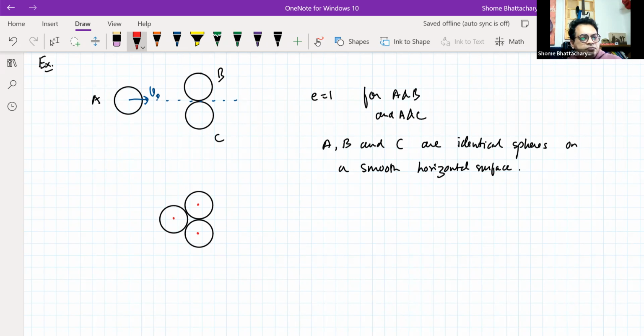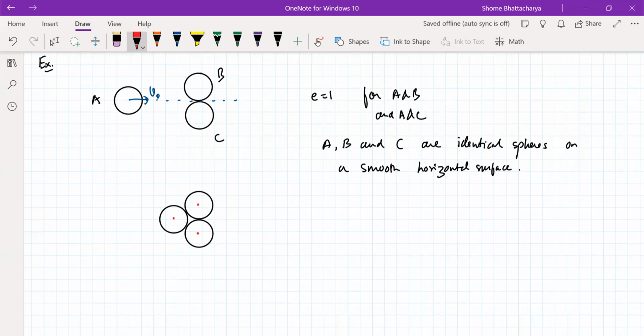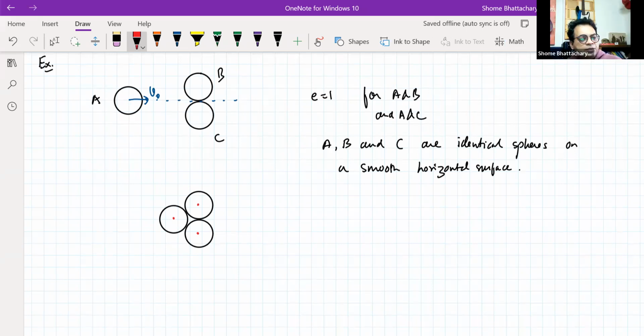There's no problem with that. But then you're just complicating the problem, no? Because you will find the velocity of the center of mass of B plus C, but then you have to find the individual velocities of B and C also, no? Yes, sir. So it will become a two-step problem, whereas right now you can keep it as a one-step problem, okay?